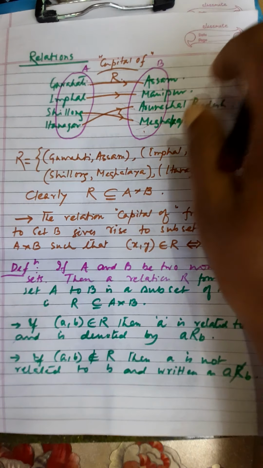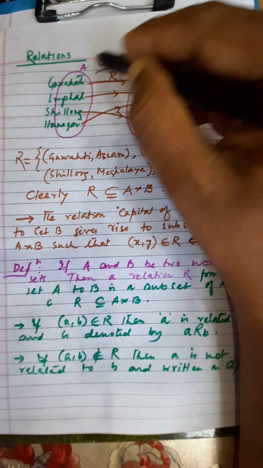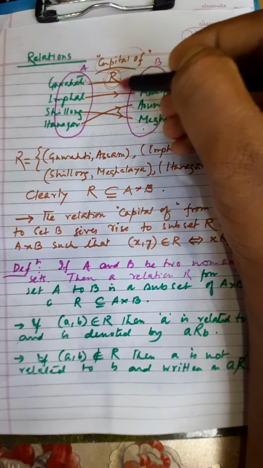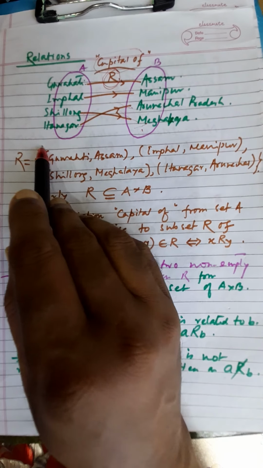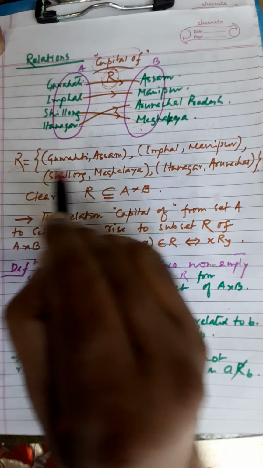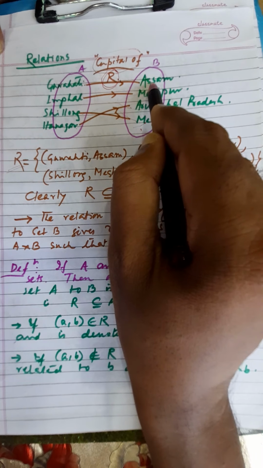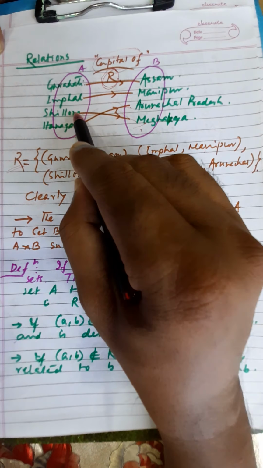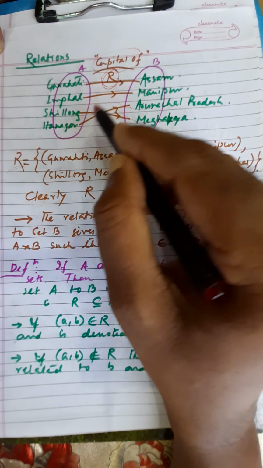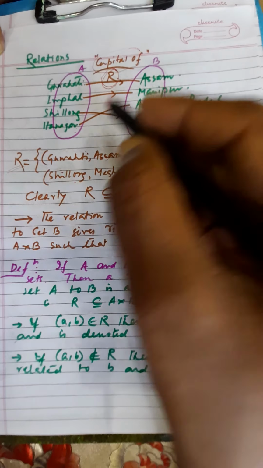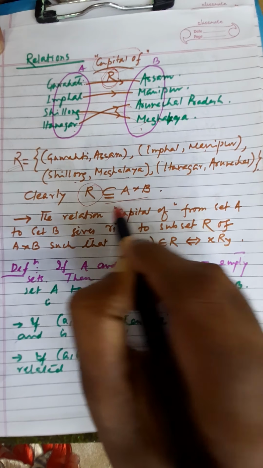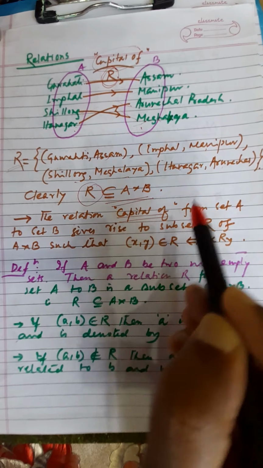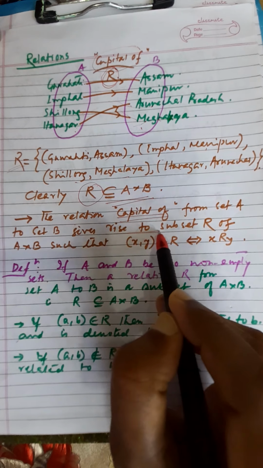But if I take the relation that A is the capital of B, how do we write it? R is equal to Guwahati is the capital of whom? Assam. So Guwahati, Assam. Imphal is the capital of Manipur: Imphal, Manipur. Shillong is the capital of Meghalaya: Shillong, Meghalaya. Itanagar is the capital of Arunachal Pradesh. So clearly R is nothing but a subset of A cross B. That means the relation capital of from set A to set B gives rise to the subset R.